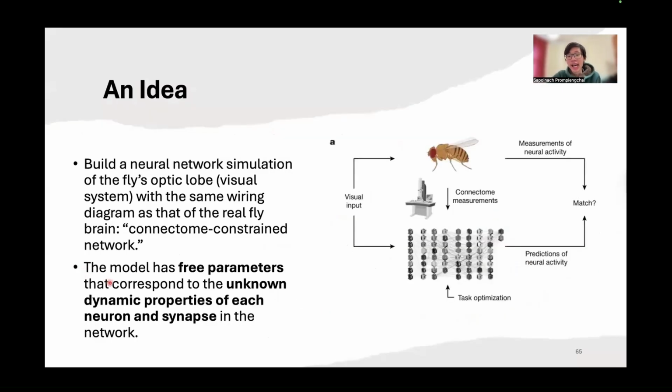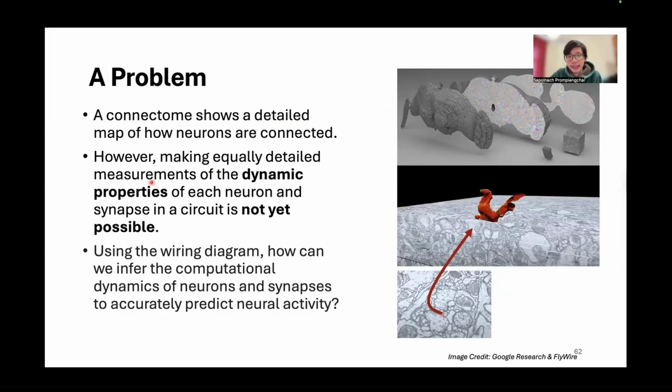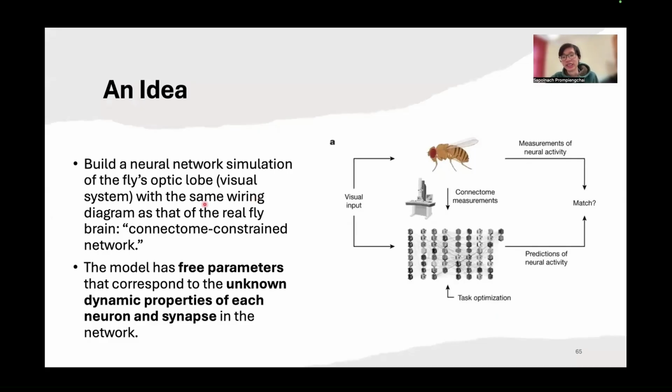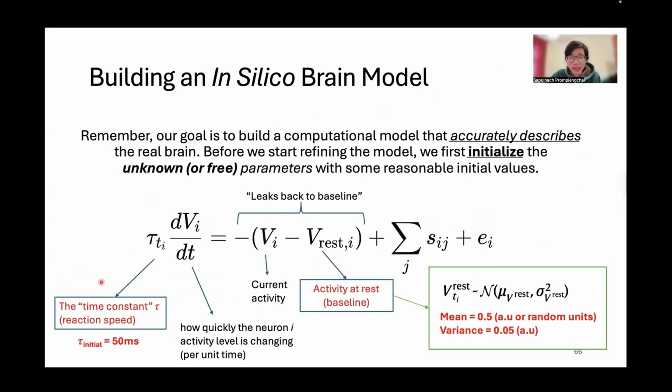But remember also that we have a lot of things that we don't know. If you recall, the problem says that making equally detailed measurements of dynamic properties of each neuron is not yet possible. So essentially those are the free parameters. This model will have free parameters that correspond to the unknown dynamic properties of each neuron and synapse in each network. Here, these two, the time constant and the activity at rest or baseline, are the unknown parameters. These are intrinsic properties of the neuron that we don't have information about from the structural connectome.